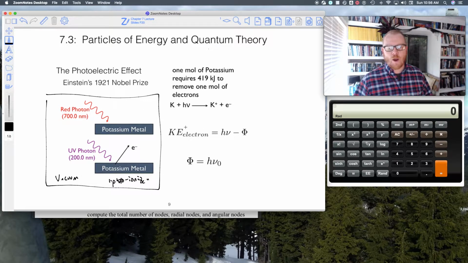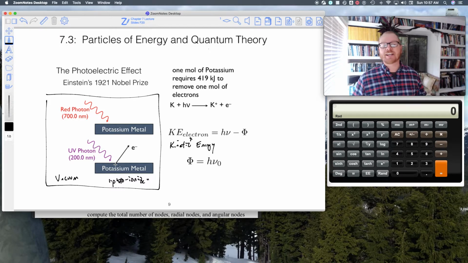And so from this idea, Einstein came up with this equation. The kinetic energy of the electron that is ejected, because if you think about it now, this electron is in motion, so the energy that it has when it gets ejected is kinetic. The energy that it has when it's sitting in that metal is its potential.